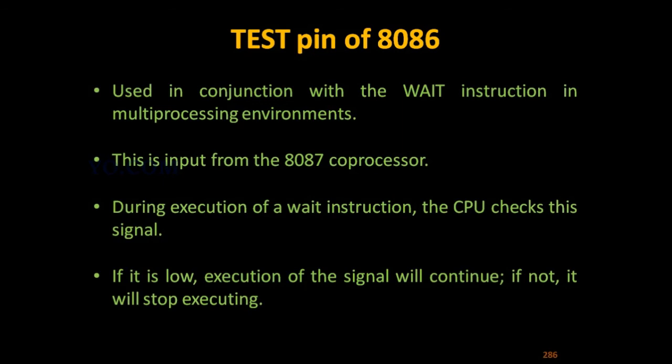If it is low, then the execution will continue. If not, it will stop the execution. So the test pin is checked: if it is low, the execution continues; if not, the execution is stopped. The test pin is a very important pin, as this signal is used to control program execution.